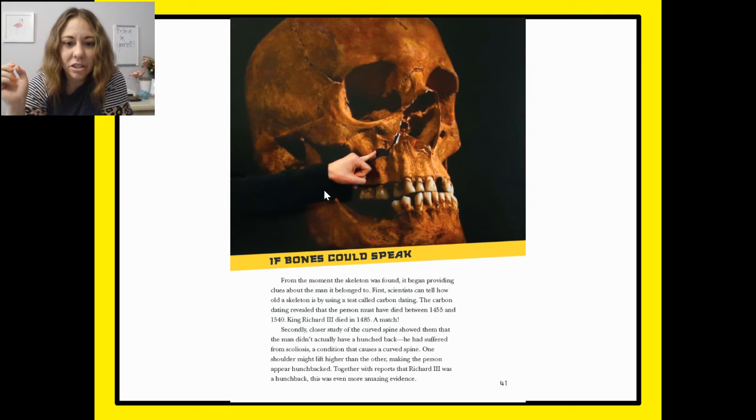Secondly, a closer study of the curved spine showed that the man didn't actually have a hunched back. He had suffered from scoliosis, a condition that causes a curved spine. One shoulder might lift higher than the other, making the person appear hunchbacked. Together with reports that Richard III was a hunchback, this was more amazing evidence.